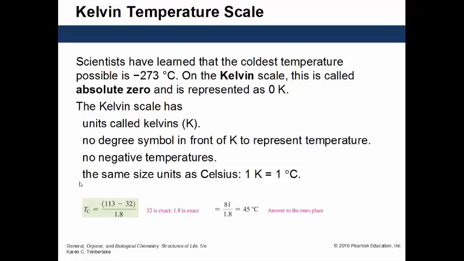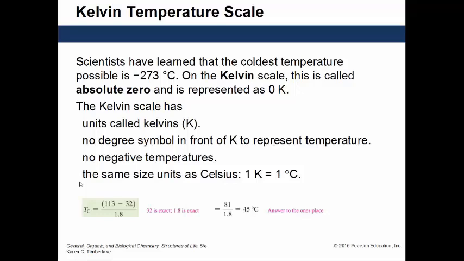One we'll talk about now is the Kelvin scale. The coldest possible temperature that is known is negative 273 degrees Celsius. That's known as absolute zero. At that point, the particles in that material stop moving and cannot generate heat, so there is no temperature beyond that point. This is also represented by 0 Kelvin. Not 0 degrees Kelvin, but just 0 Kelvin.